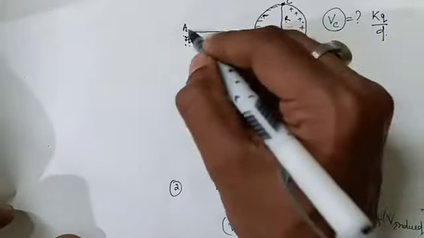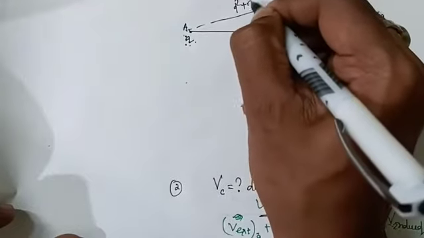This is d, this is r, and I can say this distance is the square root of d square plus r square.